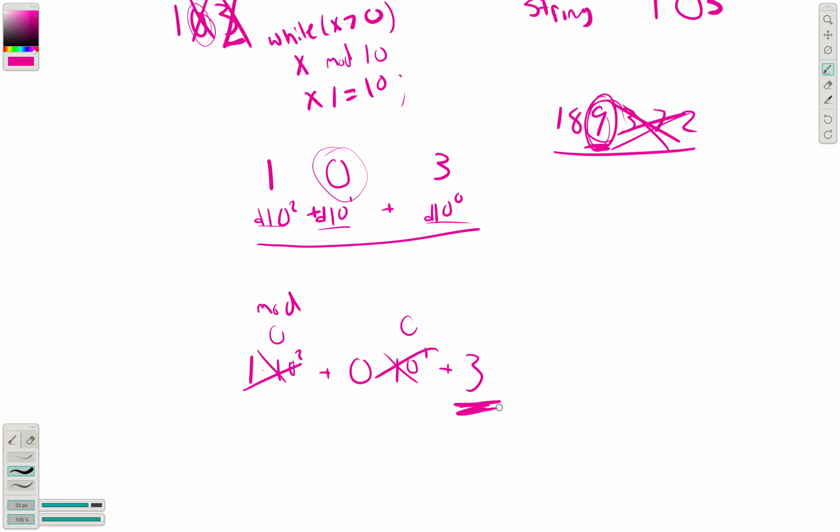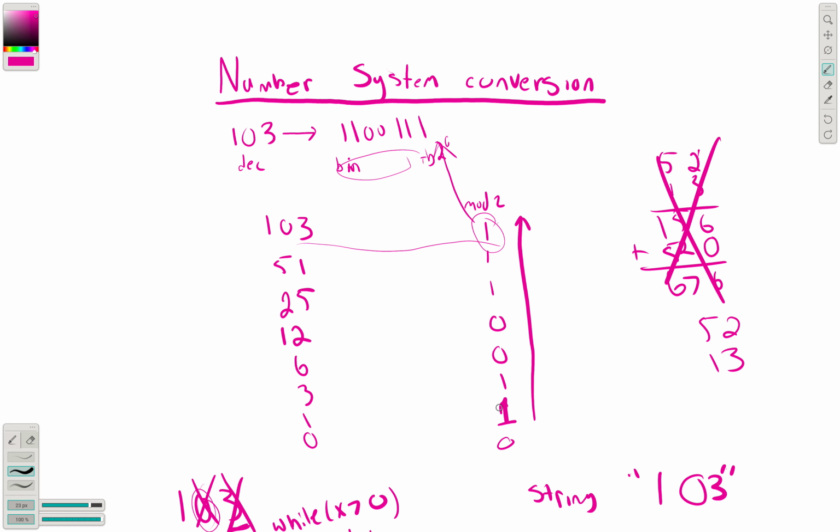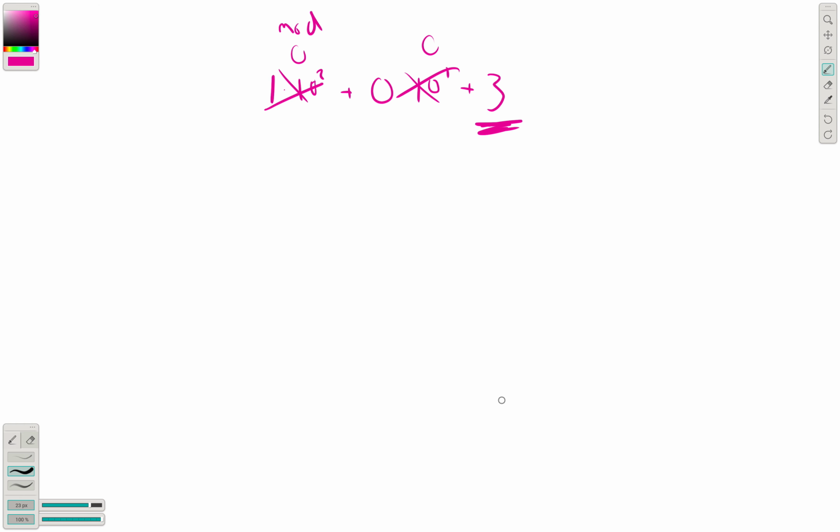Okay, now let's move on to binary. 103. I want to get this number again. So it's 1100111. Okay, this is 103. So, let's make some more observations. This is a lot of observations, a lot of things you need to understand.